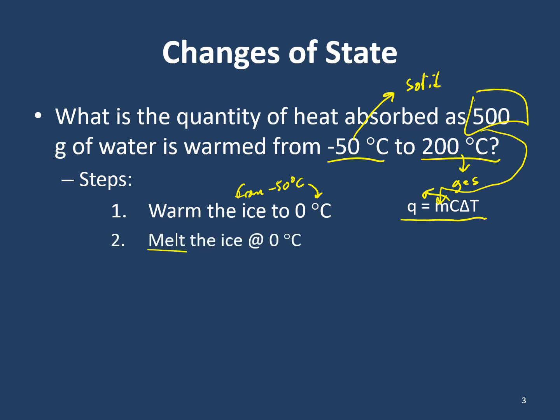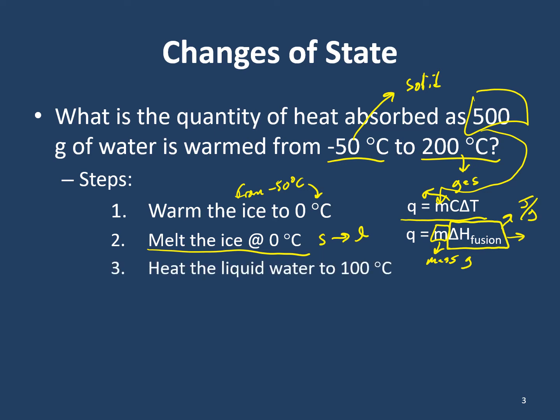Next, we need to melt the ice at 0 degrees Celsius. In this step, we're not changing temperature. We're just changing from solid to liquid, and this involves the heat of fusion. What we do is we take the heat of fusion, which often has units of joules per gram, and we multiply by mass in grams. Grams will cancel, and we'll be left with the amount of energy, joules, that we need for this conversion to occur. In this case, our M here is our 500 grams. Heat of fusion would be given to you in the problem.